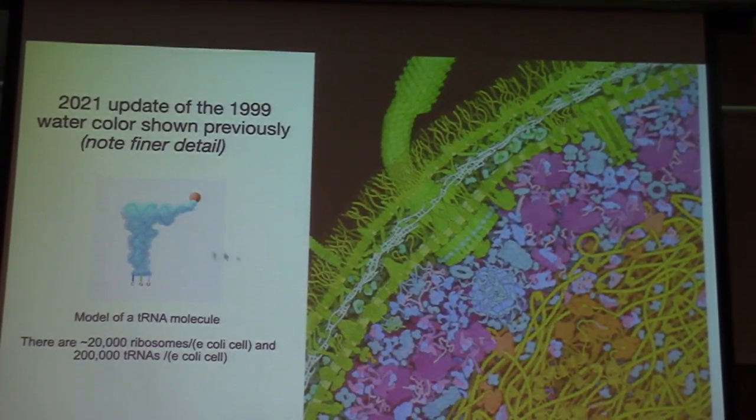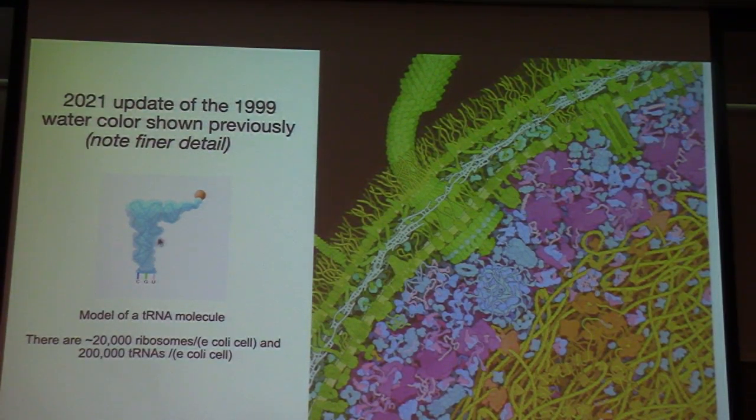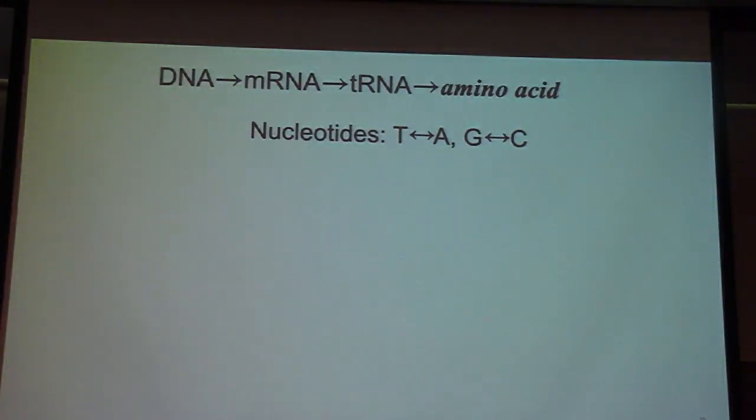Okay, and here's a picture of a model of that tRNA molecule. Down here are the three codons that are attached in the ribosome, matching up to the messenger RNA, and here at its end is the amino acid to be released. And they are presumably these little guys.